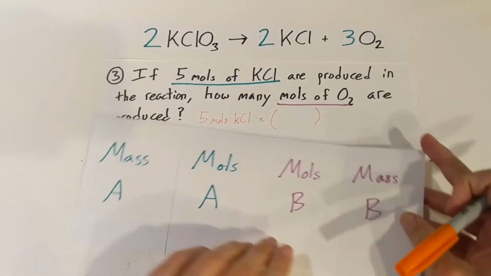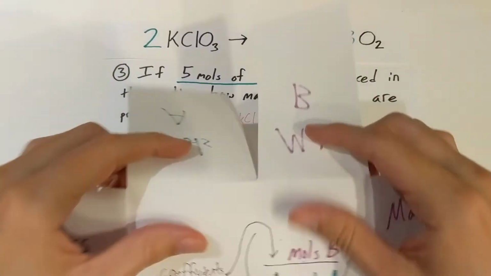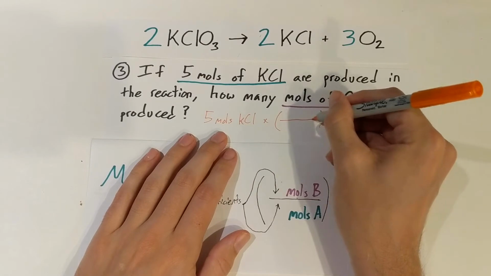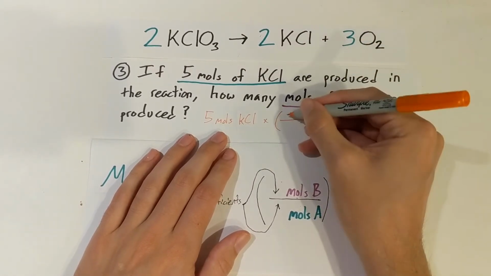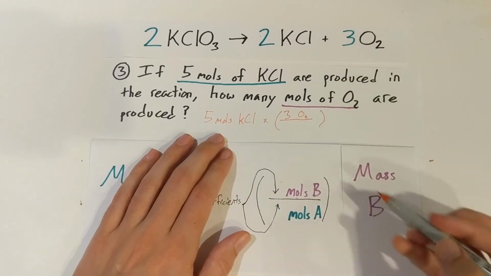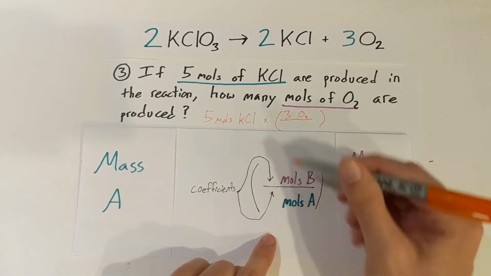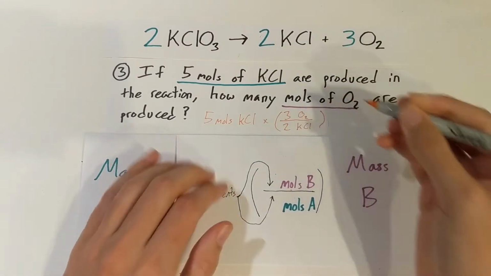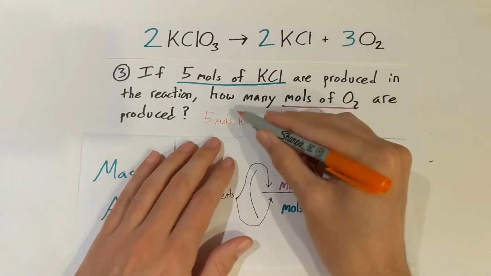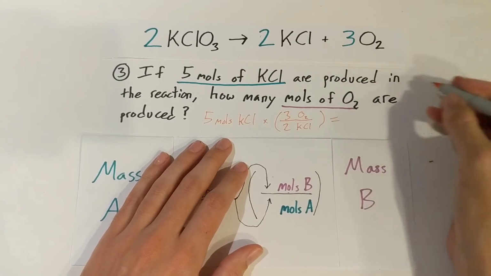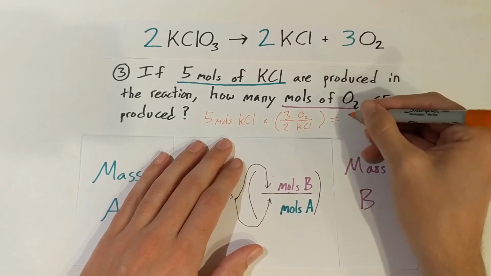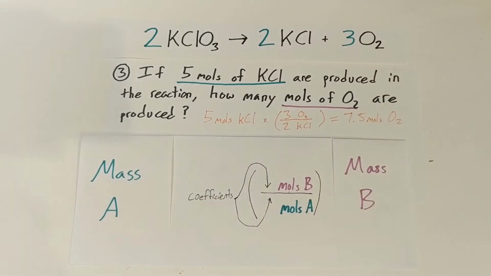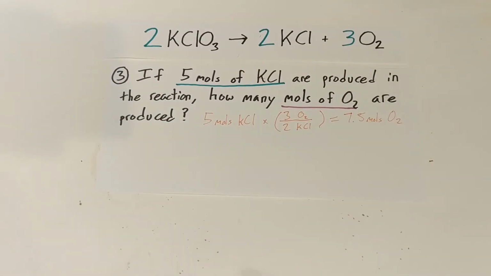Now we got to put that ratio here. So again, we're busting this out. We got to put the coefficient of what we're trying to get on top. We want to get oxygen, so that coefficient would be 3. Then on the bottom, our coefficient of what we start with, KCl, is 2. So in this case, 5 times 3/2 would give us an answer of 7.5 moles O2.